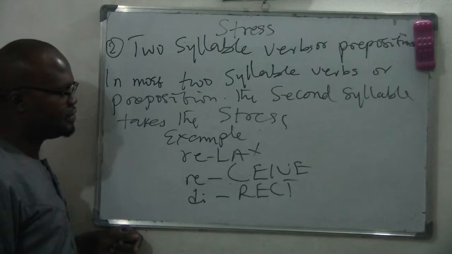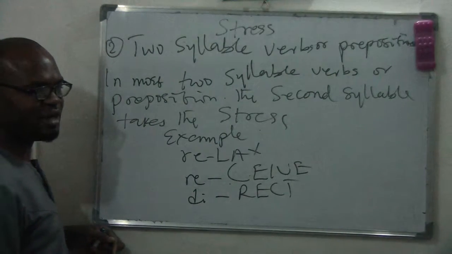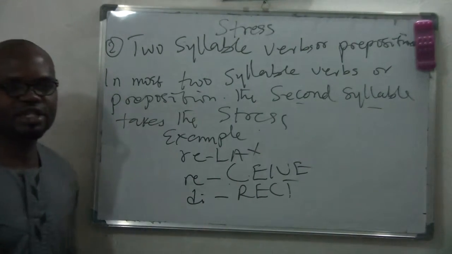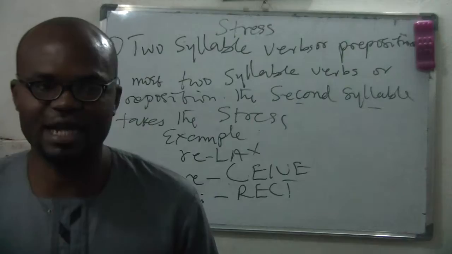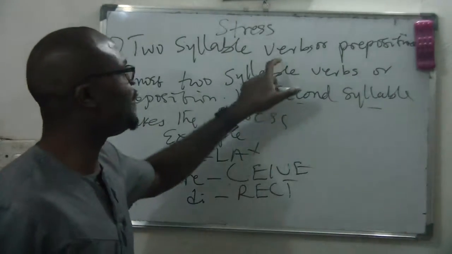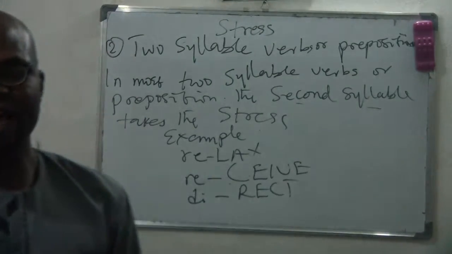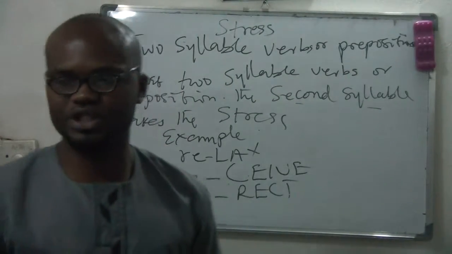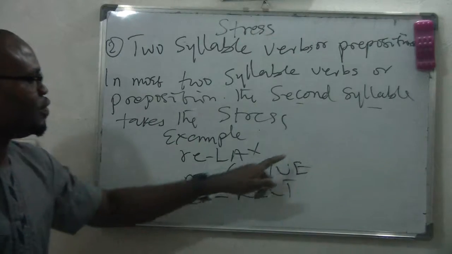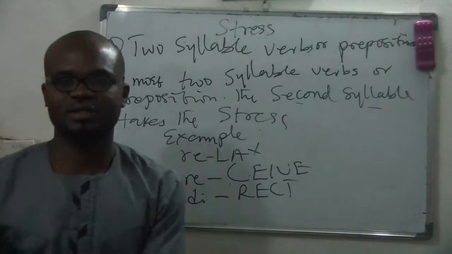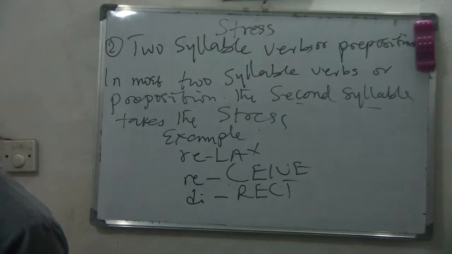Relax. Where is the stress? On the second syllable, isn't it? Yes. The rule says that the second syllable takes the stress for verbs and what? Prepositions. Every two syllable verb or preposition, the second syllable takes the word stress. Relax. Receive. Direct. Who can give me another example?